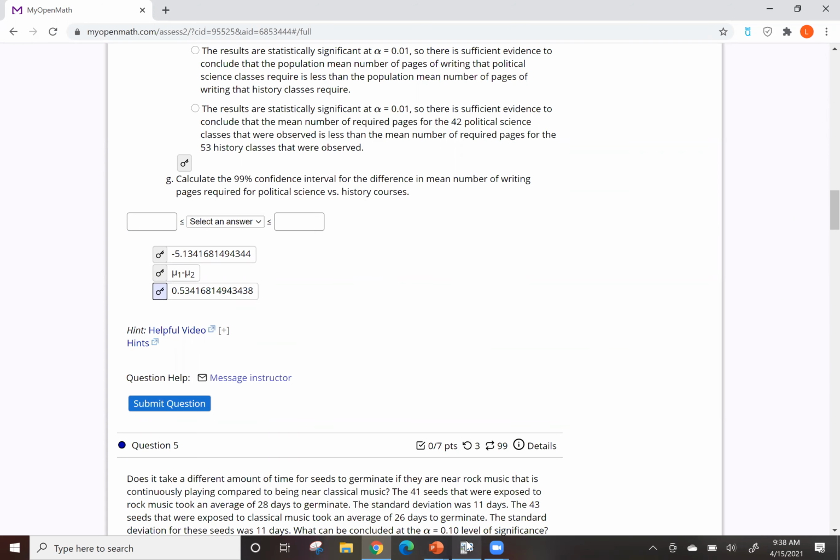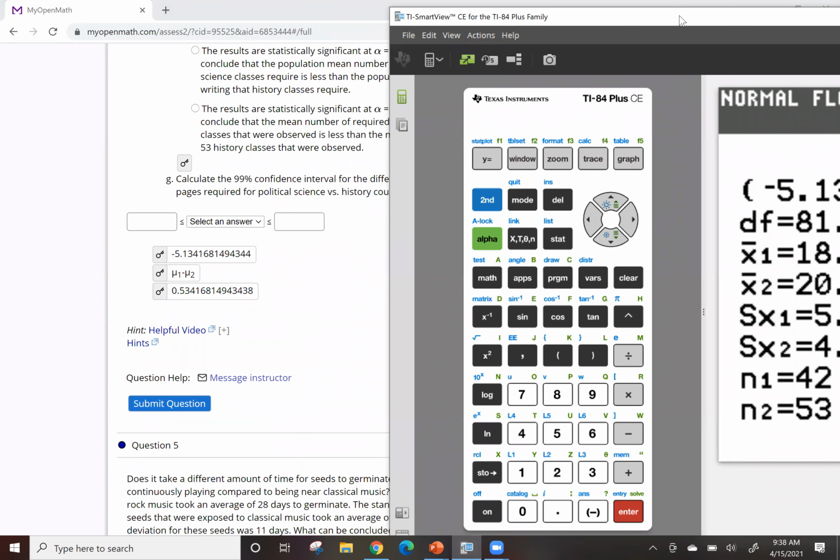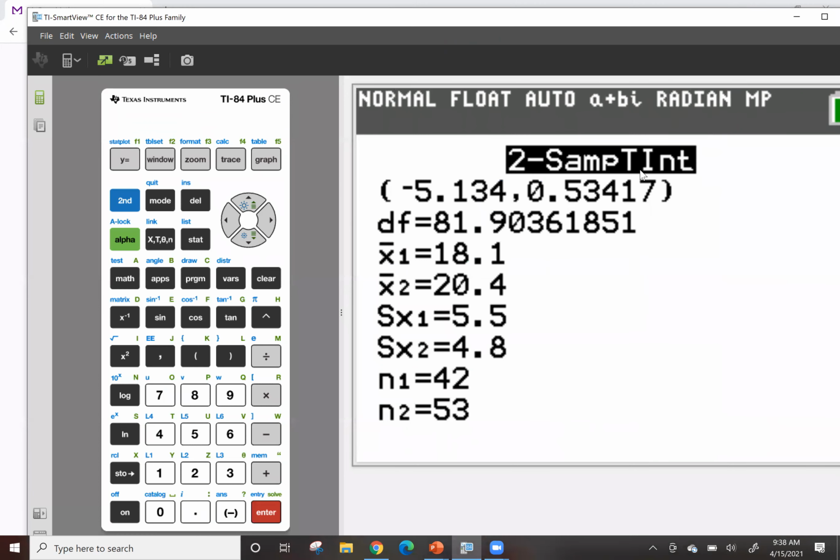But that's where it's found, in your tests, 2 sample t interval, because you're doing a t statistic, a t-test, but you're looking at 2 different means. So anytime it asks you for a confidence interval, when you're looking at 2 independent samples, that's what you're going to use. Okay.